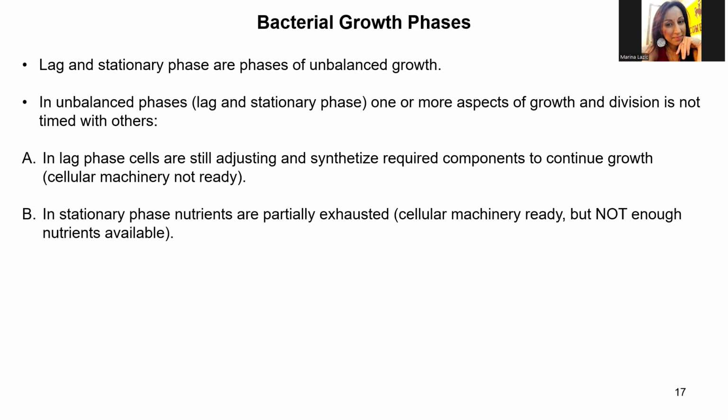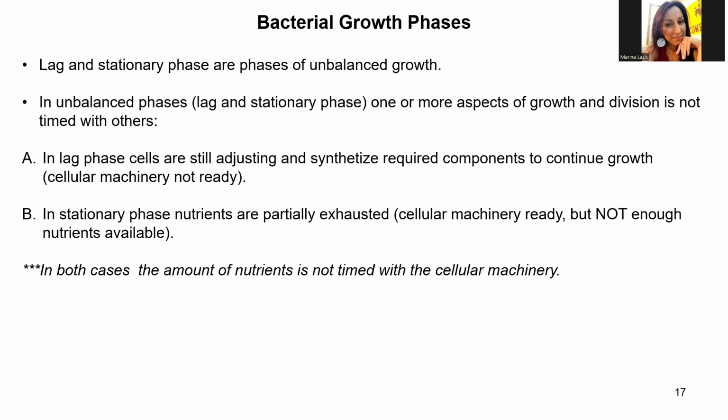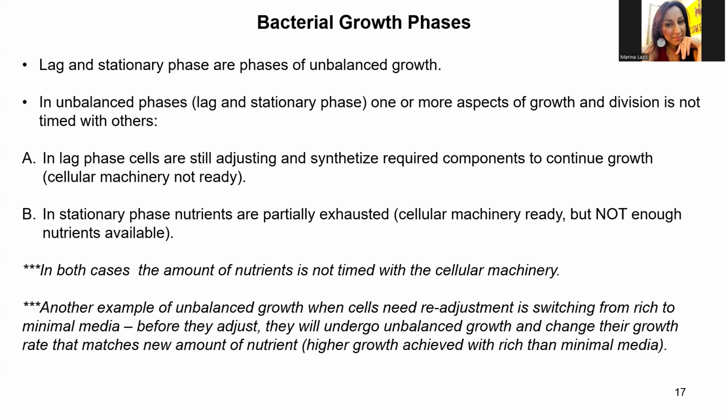But the bottom line is that in both cases, the amount of nutrient is not timed with cell machinery, and that's why we call those two phases unbalanced phases. Another example of unbalanced growth, and there will be a bunch of scenarios or scripts that I will give you as examples, and I will post that either on e-class or we will share it later.